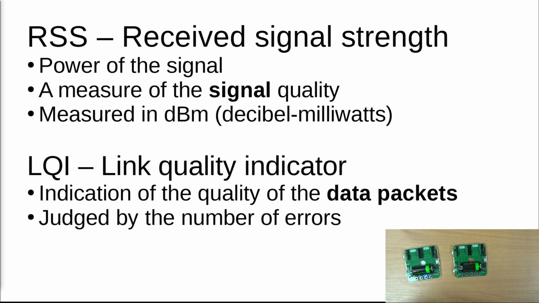But for the link quality indicator, that's an indication of the quality of the data packets. And so this is judged by the number of errors in the modulated signal as received by the sniffer in this case. So to summarize, RSS is to do with signal quality, and the link quality indicator is to do with the quality of the data packets. So let's have a look at some actual numbers here.